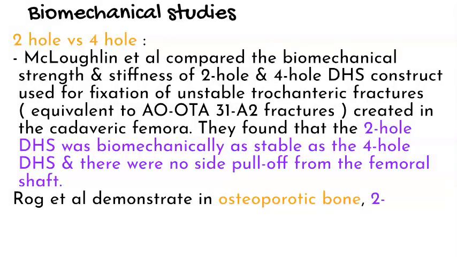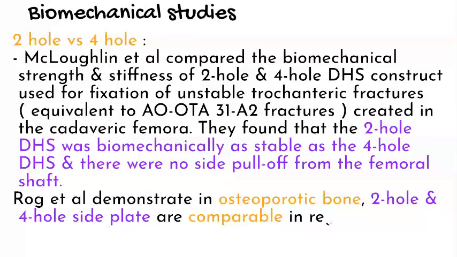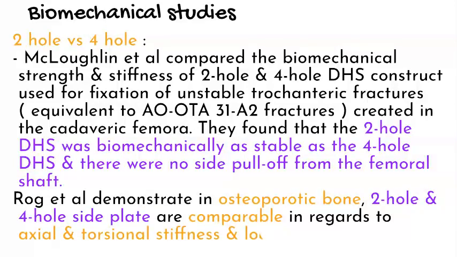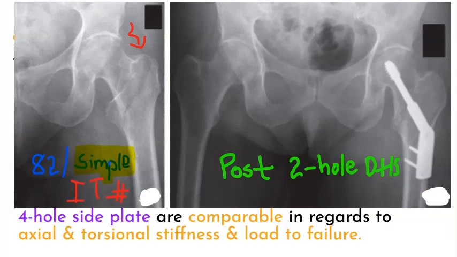Rock et al. demonstrate in osteoporotic bone, 2-hole and 4-hole side plate are comparable in regards to axial and torsional stiffness and load to failure. This figure shows an X-ray of the 82 years old that have a simple intertrochanteric fracture, and she was treated with a 2-hole dynamic hip screw fixation.